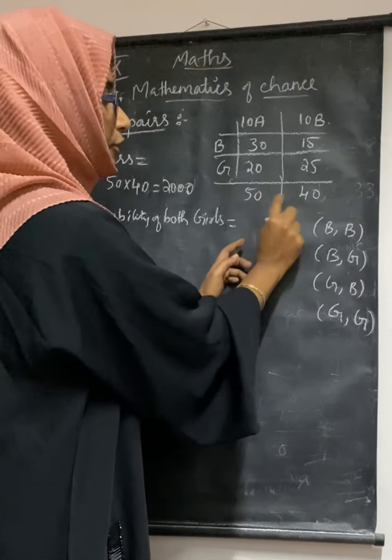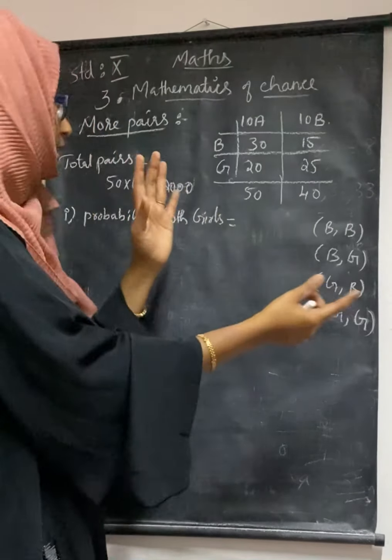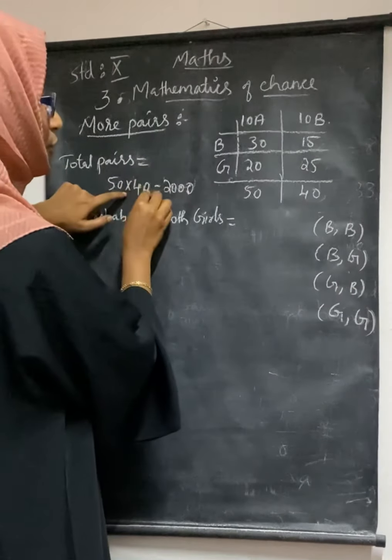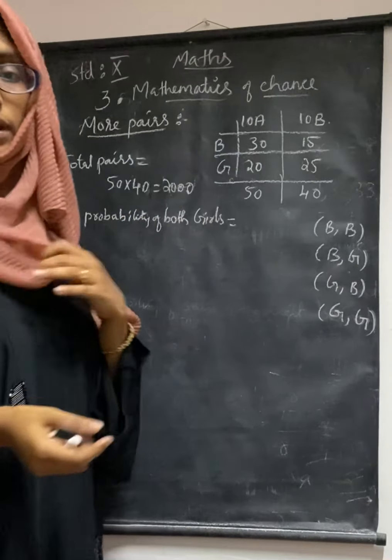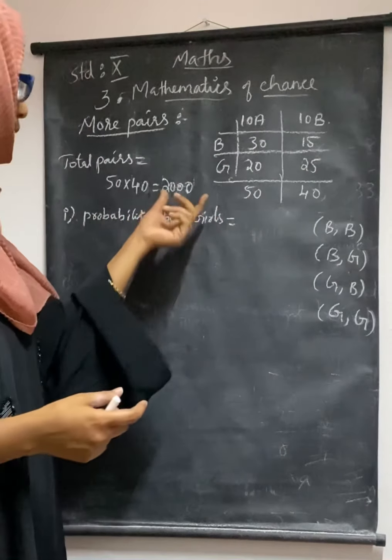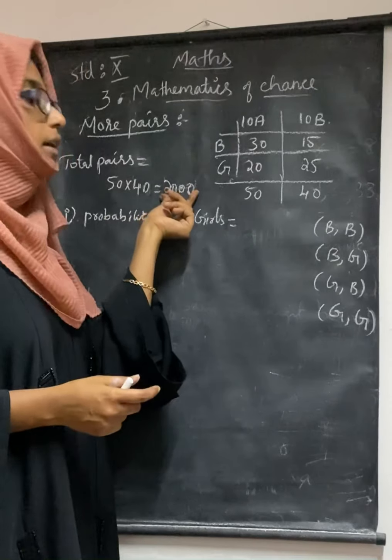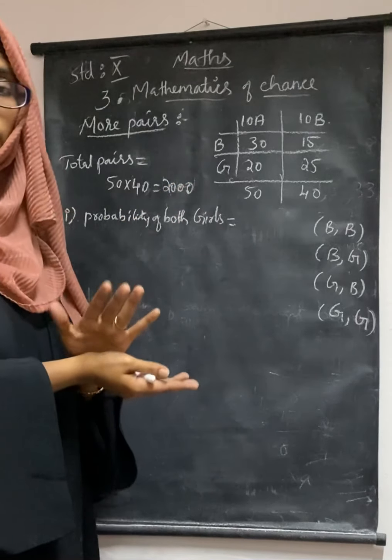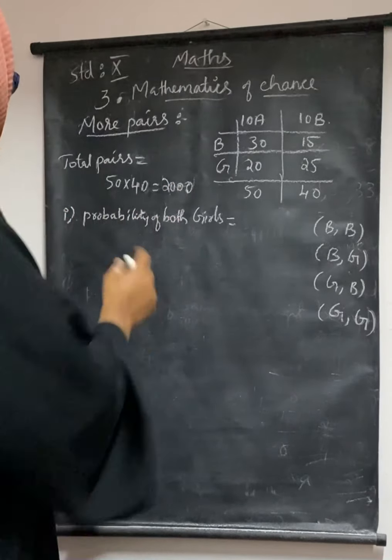So when you multiply 50 into 40, you will get the total pairs. 2000 pairs you can get. From these pairs, these categories are asked now. First question, second question, like that. So what is the first question?